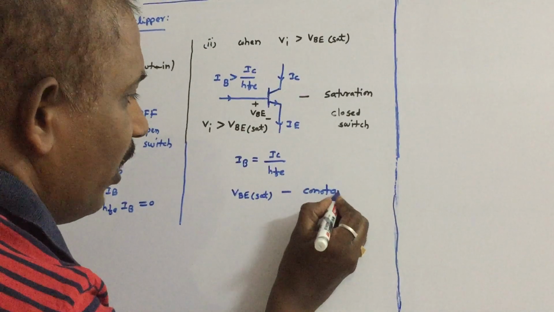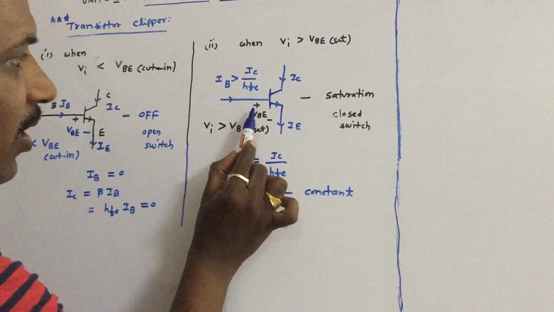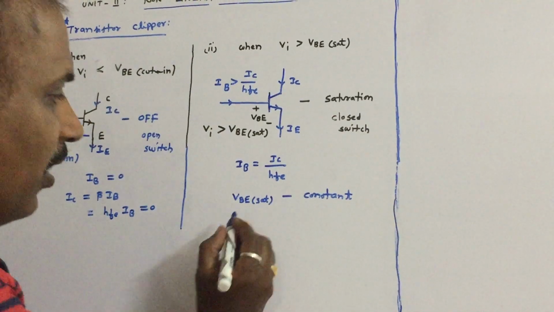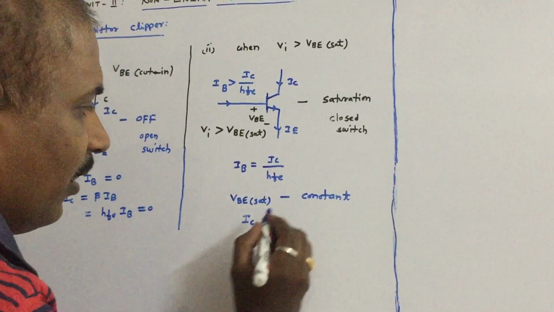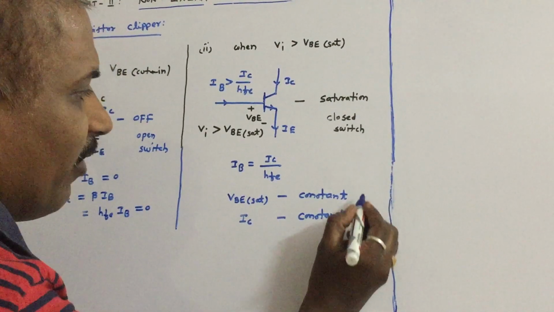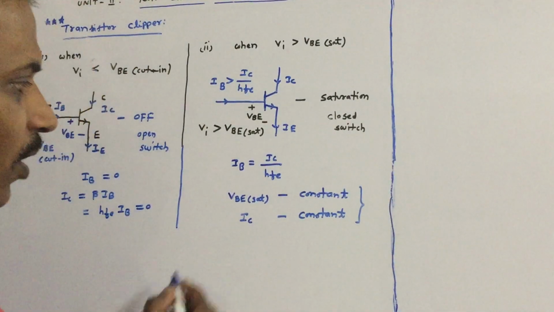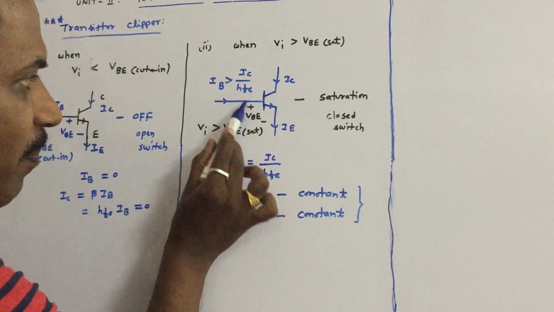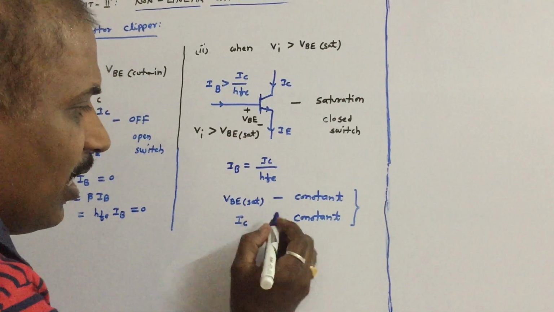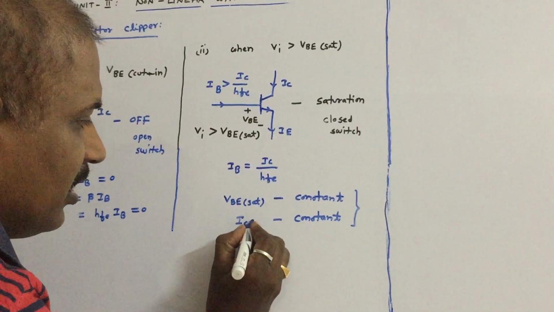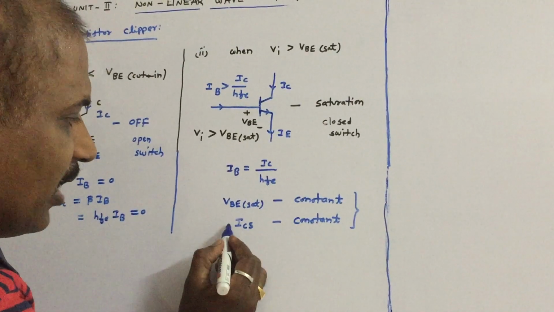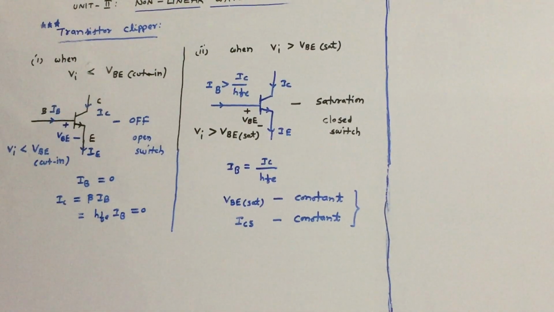Now, once the transistor enters into saturation, the VBE saturation becomes constant. This is a very important point. Once the transistor enters into saturation, the voltage across the base to emitter terminal remains constant at VBE saturation. The collector current also becomes constant in the saturation region. These points are very important, and I mentioned these 2 points in the graphs. The collector current under saturation condition is called ICS.